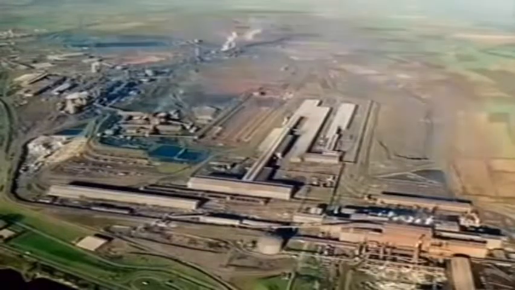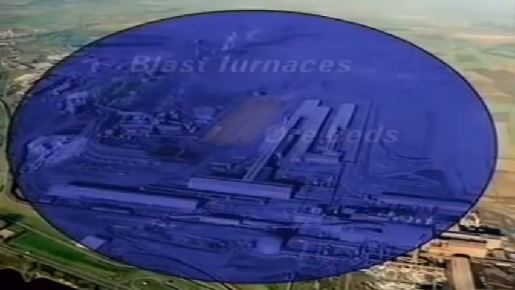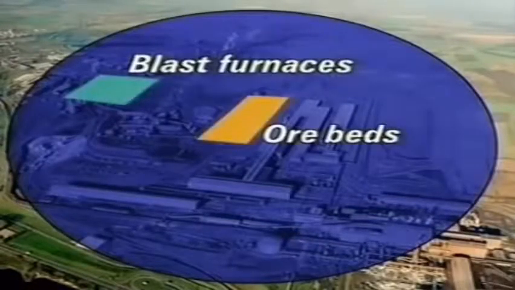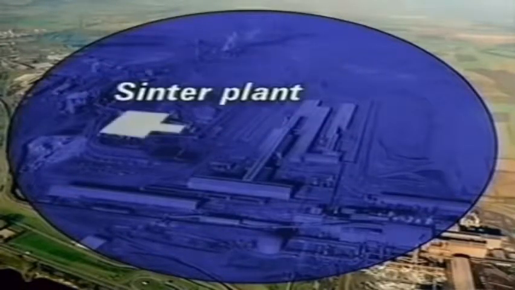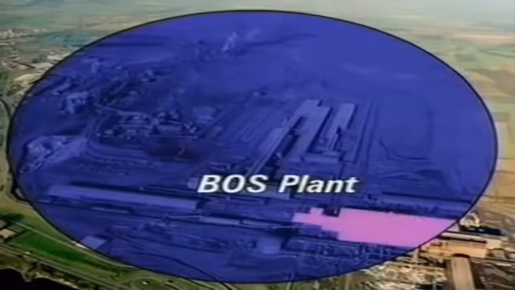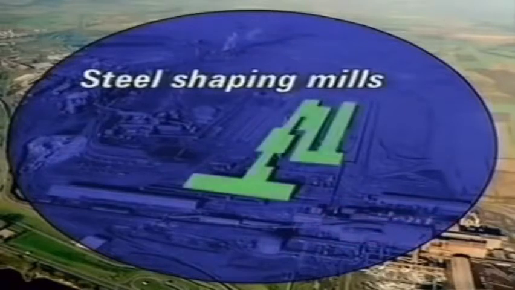On the Scunthorpe site, iron is extracted from its ores in these 4 blast furnaces. Coke is made in ovens here. Sintering, that is blending iron ore, coke and limestone, takes place here. Iron is converted to steel in the basic oxygen process in this plant. And finished materials are converted into a variety of shapes here.